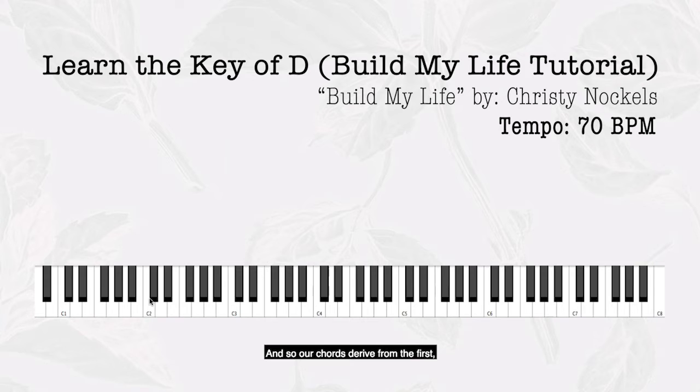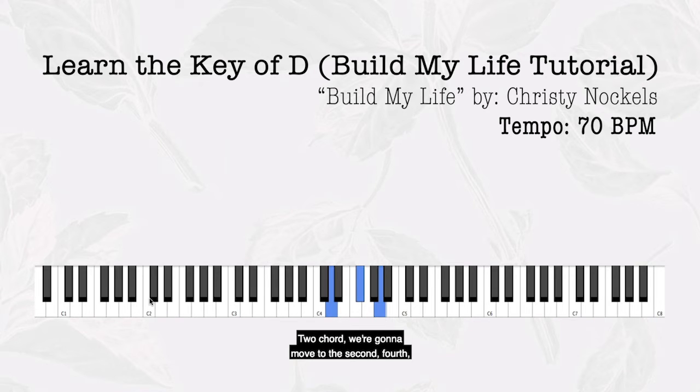Okay, so from there we get our chords, all right? And our chords derive from the first, third, and fifth notes of any scale. So in our D major scale, our first note was a D, third note was an F sharp, fifth note was an A. So when we put those three together, we get a nice one chord right here. Why is it called a one chord? Because our thumb is on the first note of the D scale, okay? So that's your one chord in the key of D.